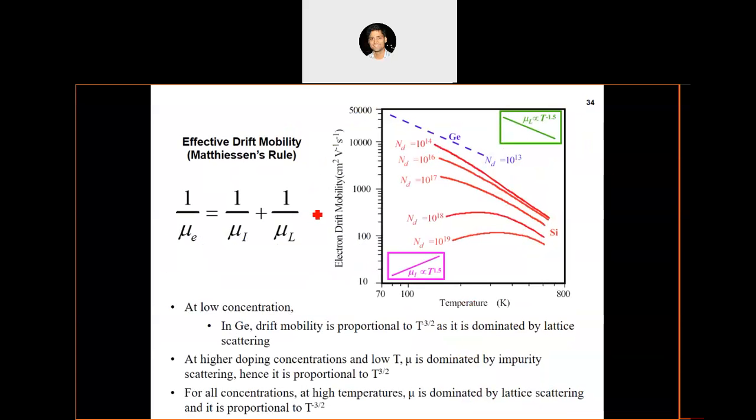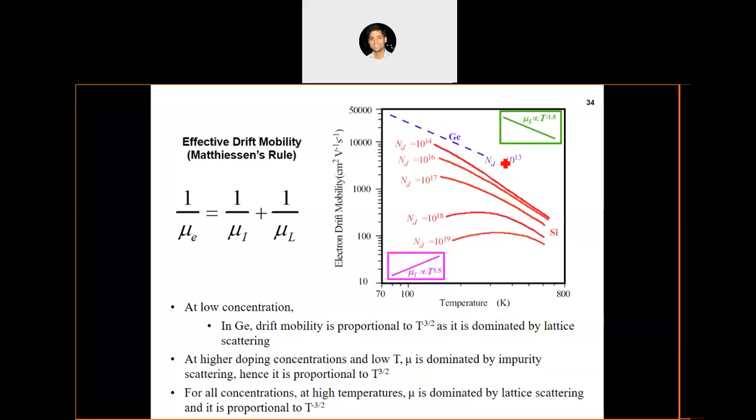What we see here is, from Matthiessen's rule we know that we can just add the inverse of mobilities, and that will give us the effective mobility. Here mu e is the effective mobility, and that can be calculated by adding 1 upon mu i plus 1 upon mu l. So here these are the experimental results. On the y-axis we have electron drift mobility, plotted on the log scale, and on the x-axis we have temperature, right? So let us go one by one.